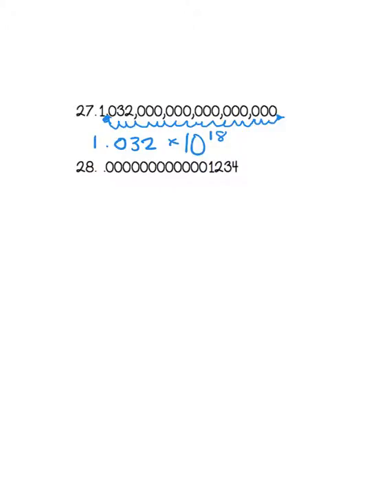Now for problem number 28, we're making a smaller number bigger. So I, again, need to move my decimal so I get a number between 1 and 10, and that would be moving it to after the 1. If you move that, you'll get 13 places. But since we're moving it to the right, that means our exponent needs to be a negative 13. So for this problem, our number between 1 and 10 is 1.234 times 10 to the negative 13th.